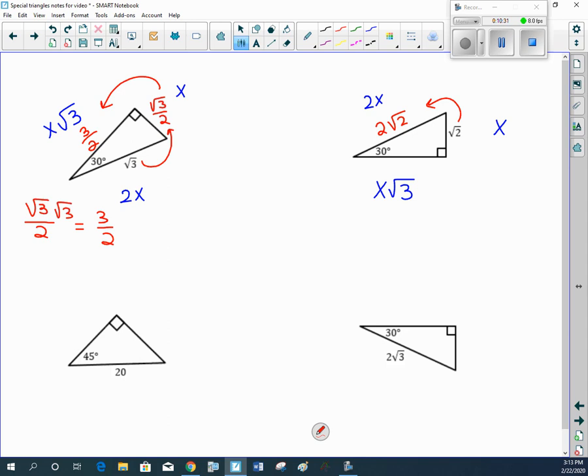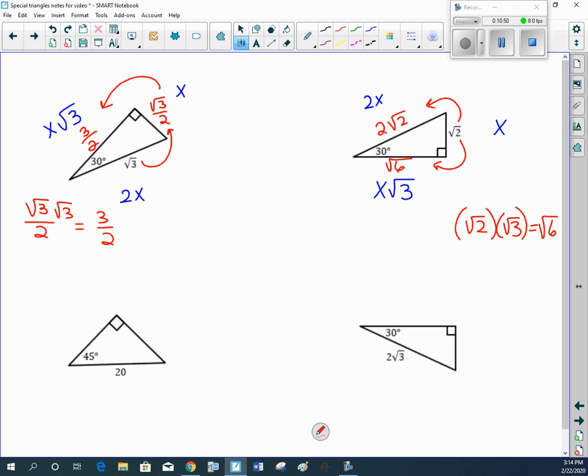Over here, I want to come to this side. Well, it looks like it's longer, so I'm going to multiply. What am I multiplying by? I'm multiplying by the square root of 3. Well, square root of 2 times the square root of 3 is square root of 6. So this side is square root of 6.